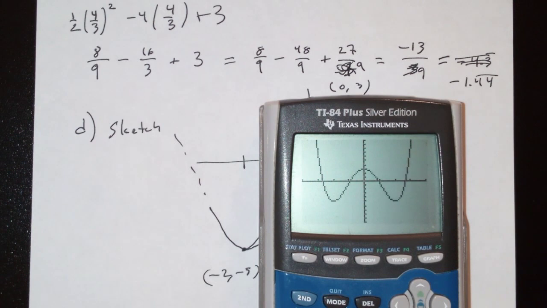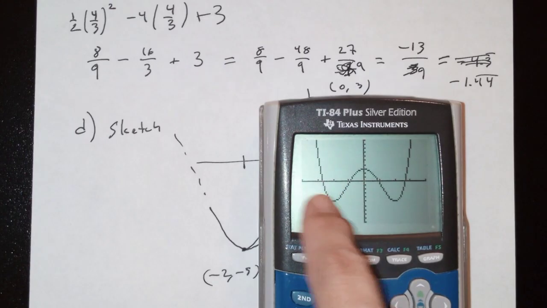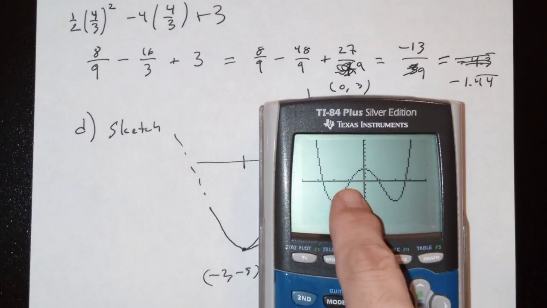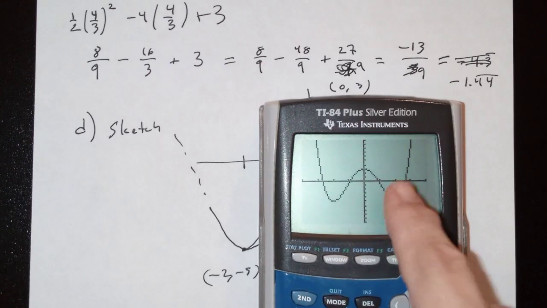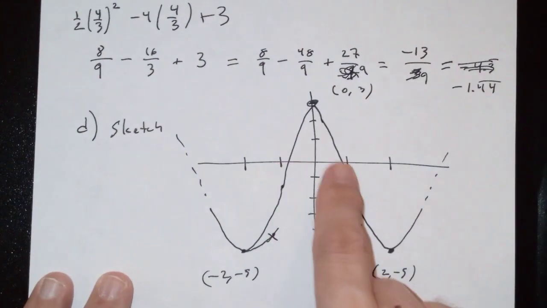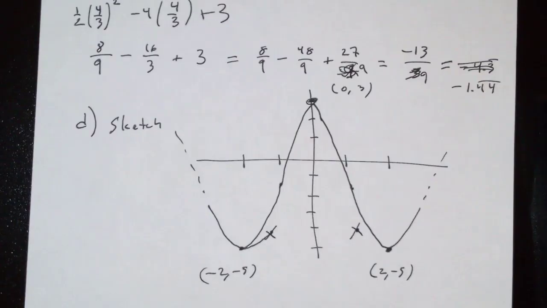Not bad at all. And yeah, the x-intercepts are between -2 and -3, -1 and 0, 0 and 1, 2 and 3. Yeah, I'm okay with that.